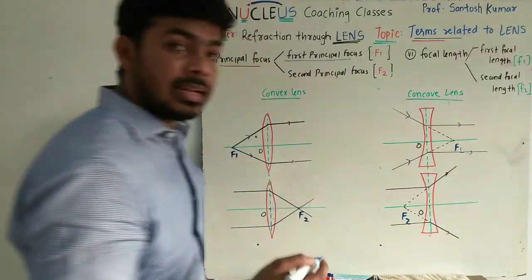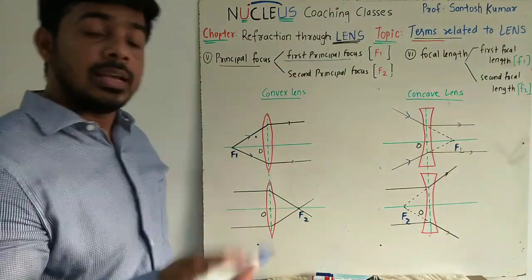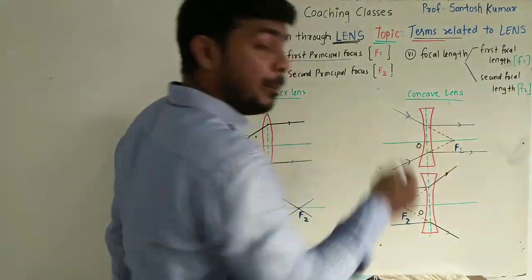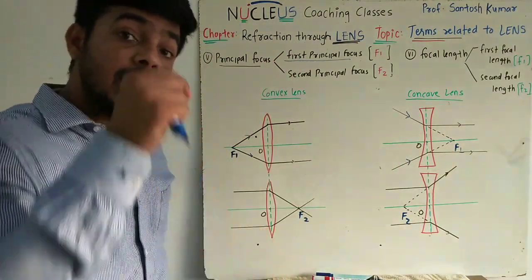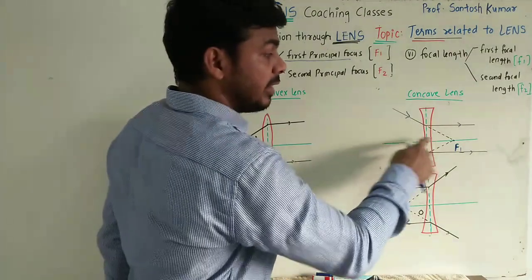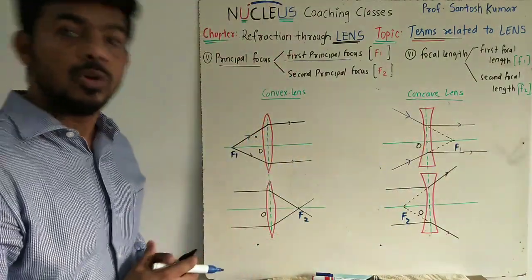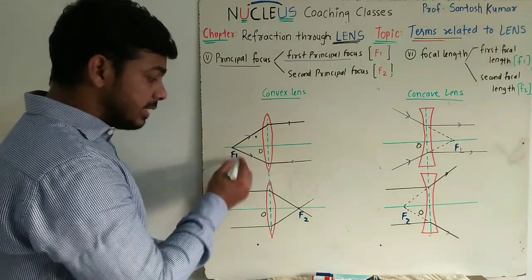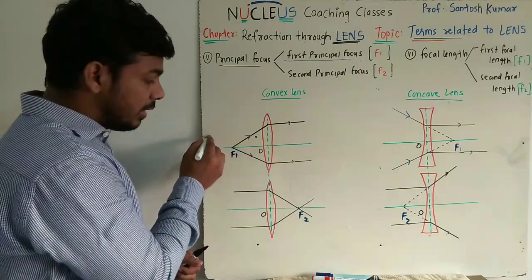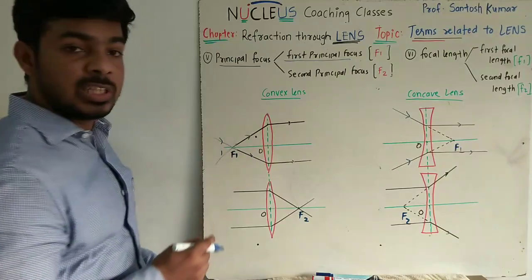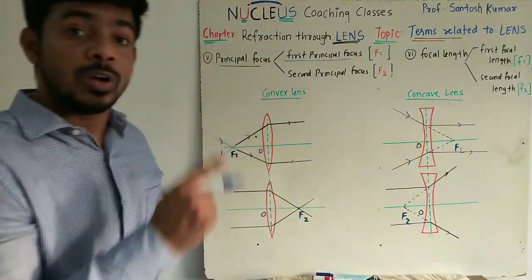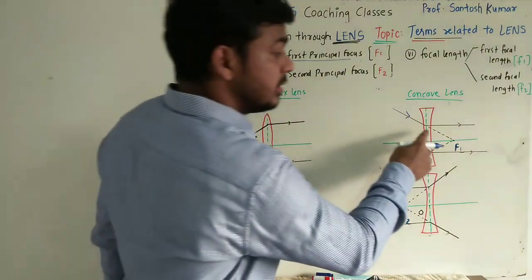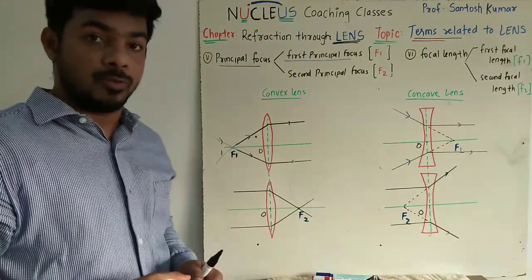So for concave lens, first principal focus is that point on the principal axis where the rays appear to meet and, after refraction, travel parallel to principal axis. So for convex lens, this is a real point because a ray of light can actually pass through this point, but this is a virtual point because a ray cannot actually pass through this point. It appears to be passing through F1.